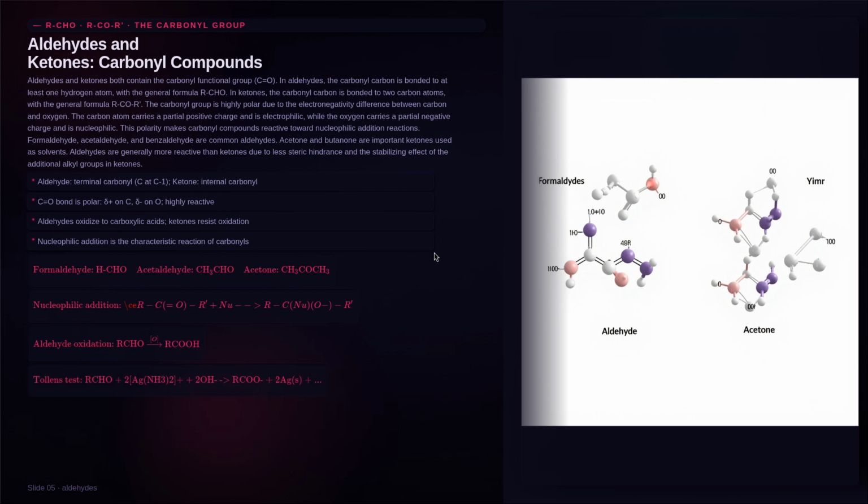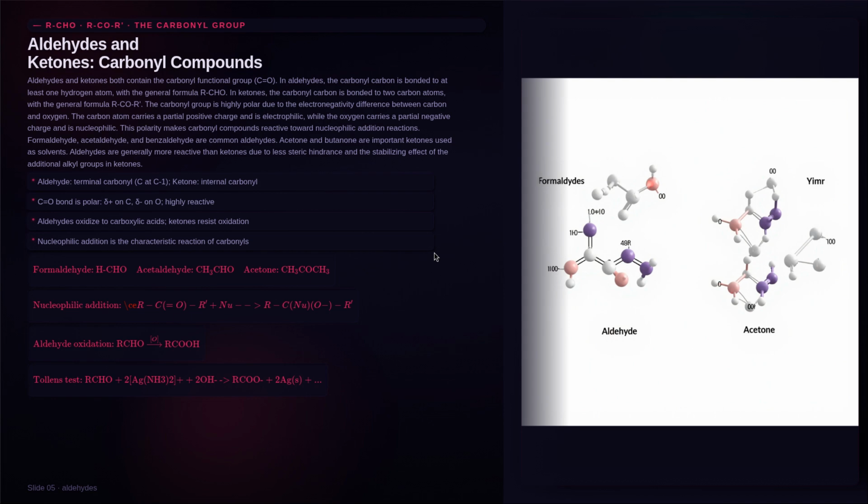Aldehydes and ketones both contain the carbonyl functional group, which is a carbon double bonded to oxygen. In aldehydes, the carbonyl carbon is bonded to at least one hydrogen atom, with the general formula RCHO. In ketones, the carbonyl carbon is bonded to 2 carbon atoms, with the general formula RCOR'. The carbonyl group is highly polar due to the electronegativity difference between carbon and oxygen.